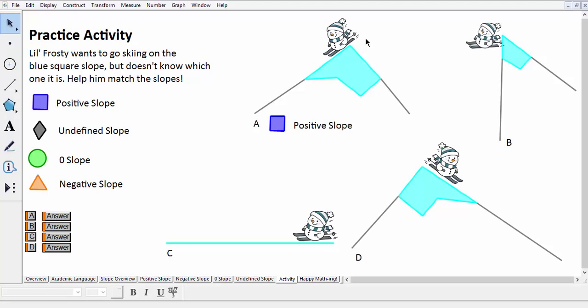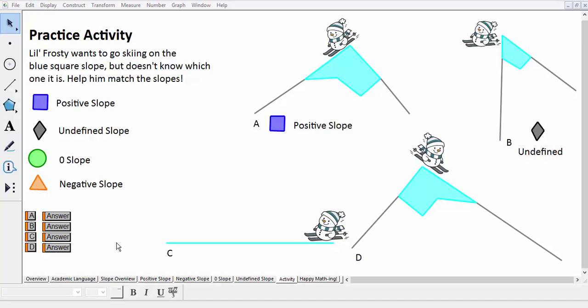Now let's look at slope B. Which slope is this? That's right. It's the black diamond, undefined, or a cliff. So we hope Frosty doesn't choose this one.